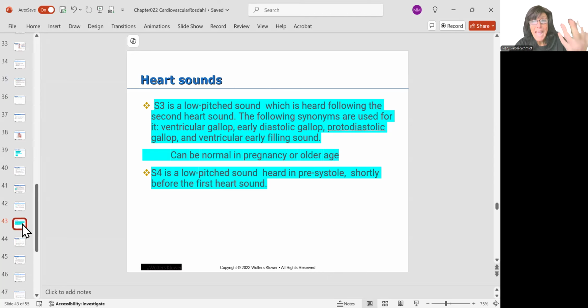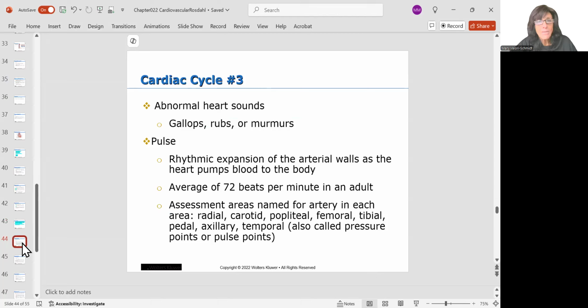S4 is another extra or abnormal heart sound that you can hear. It's a low-pitched sound that you would hear before the lub dub. We talked about the gallops and the different rubs and murmurs. There are lots of sounds that you can hear that are not considered normal. We're not going to get into all of them now. Just know there's an S1 and S2 that's normal. That's lub dub. S3 and S4, either after the lub dub or before the lub dub, are not normal. That's good enough for me.